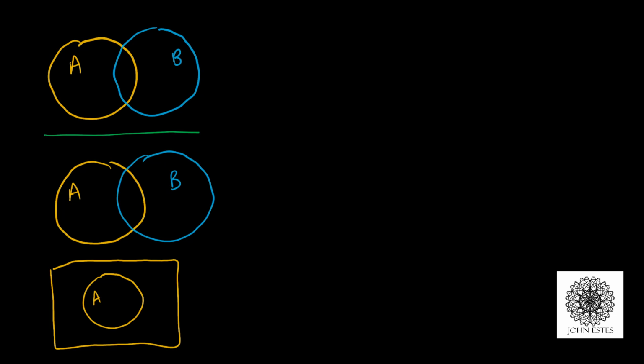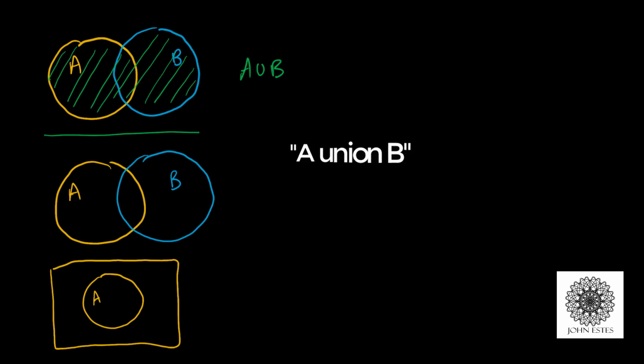Now if I consider this portion of the set, which is all the stuff in A as well as all the stuff in B, that set is represented like this. And that's read as A union B. And what that means is everything in A or B. So if anything is in A or B, it's in A union B.